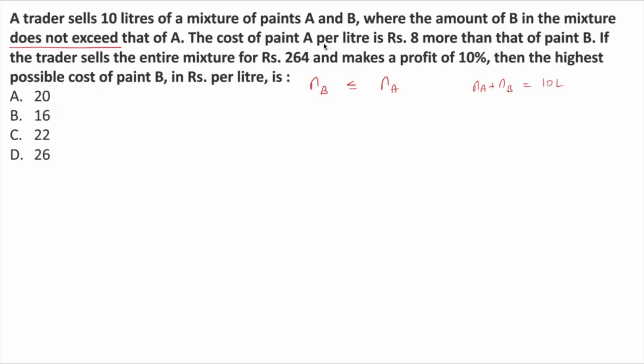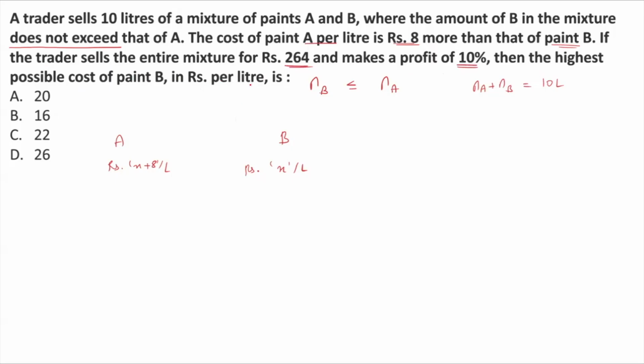The cost of paint A per liter is rupees 8 more than that of paint B. So if paint B is rupees x per liter, then A will be 8 rupees more. So A will be rupees x plus 8 per liter. Lastly, if the trader sells the entire mixture for 264 and makes a profit of 10%, then the highest possible cost of paint B in rupees per liter is.